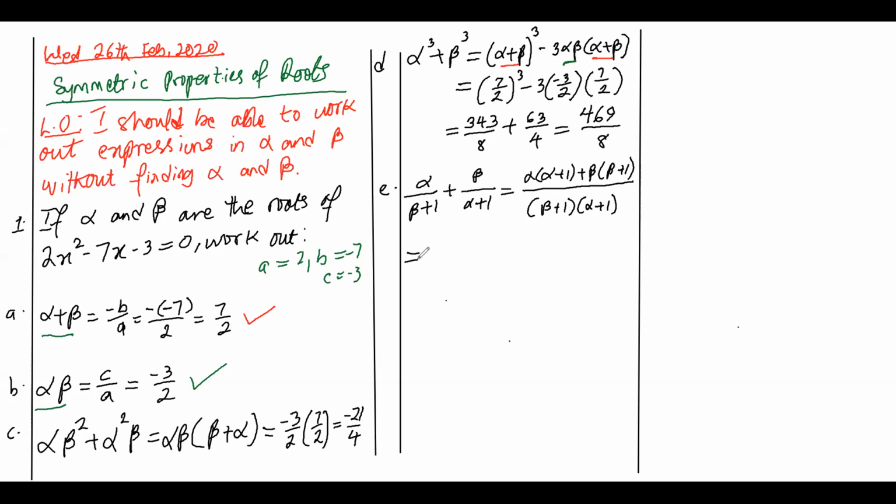So we open this bracket: alpha squared, alpha, beta squared, beta. This also doesn't look like alpha and beta, or alpha plus beta. So the bracket has to be opened as well. Alpha plus beta, alpha beta, then beta, then alpha, then 1. The denominator looks okay, right? But the numerator doesn't look okay. What do we do?